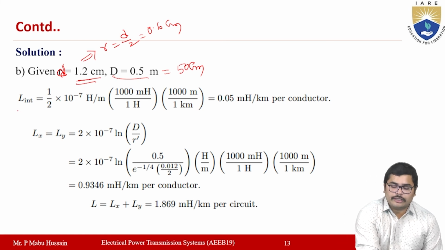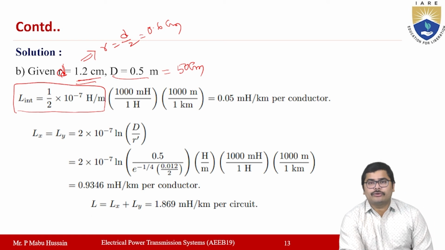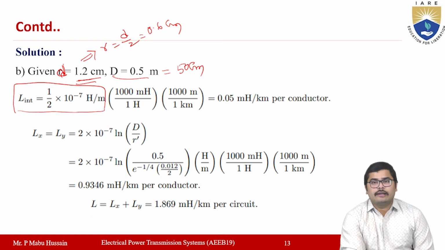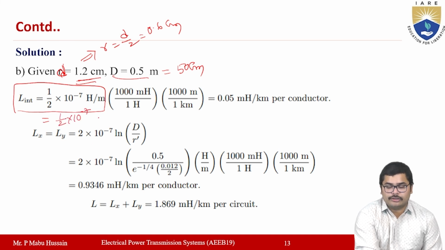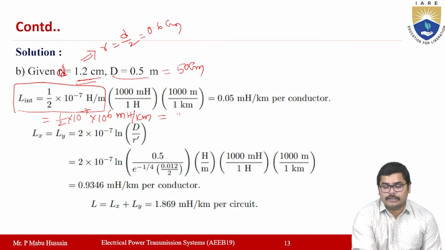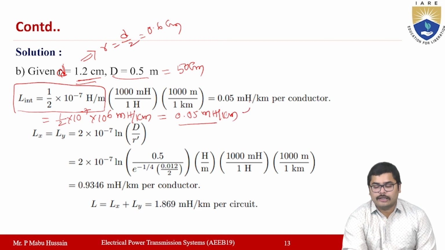Now the formula for calculating the inductance in Henrys per meter is L internal equal to 1 by 2 into 10 power minus 7 Henrys per meter. If you want to convert this into millihenries per kilometer, you simply multiply this 1 by 2 into 10 power minus 7 with 10 power 6, so that the units become millihenries per kilometer. Then you calculate this value and you will get 0.05 millihenries per kilometer.